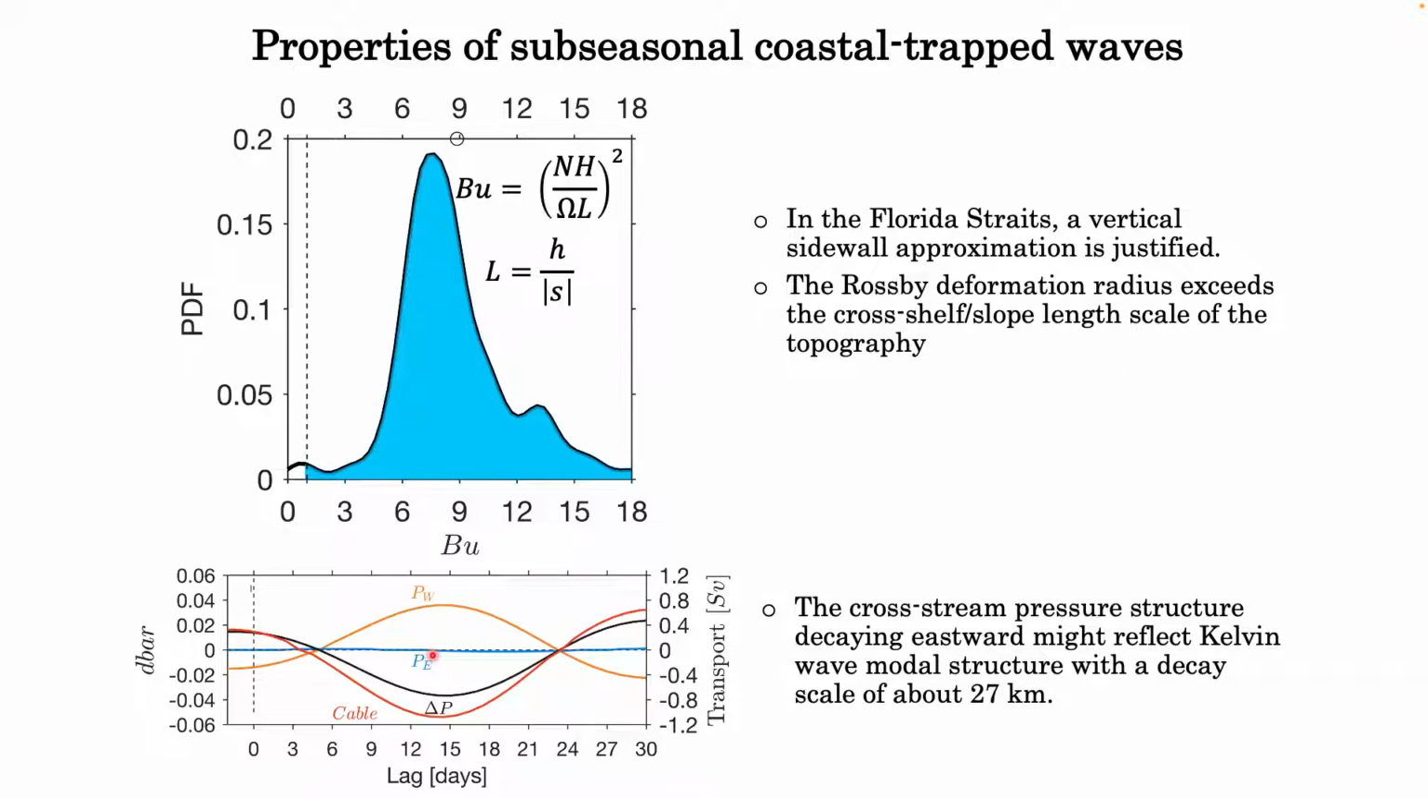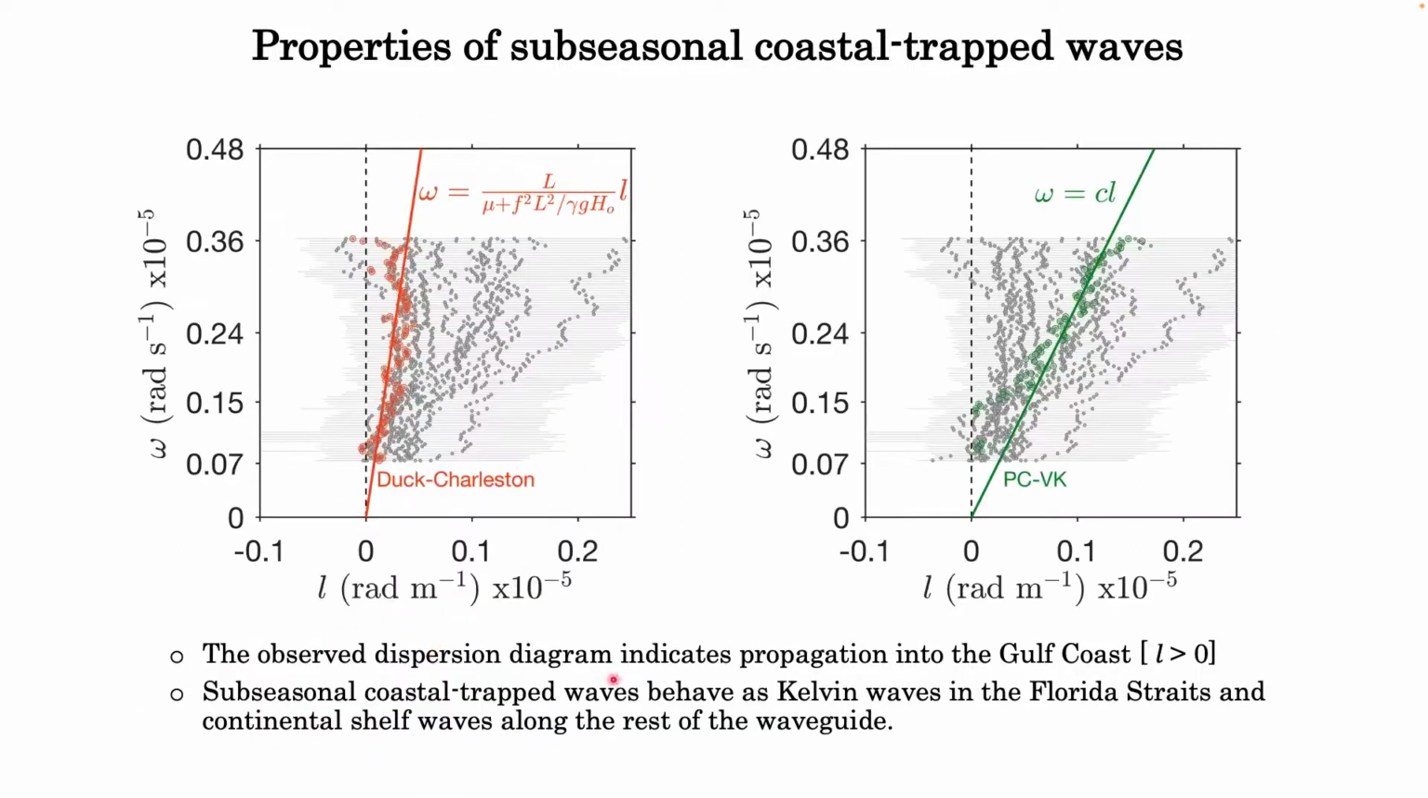So that might reflect a Kelvin wave model structure that should decay from west to east, with a scale of about a third of the width of the straits, so the decay scale is about 27 kilometers.